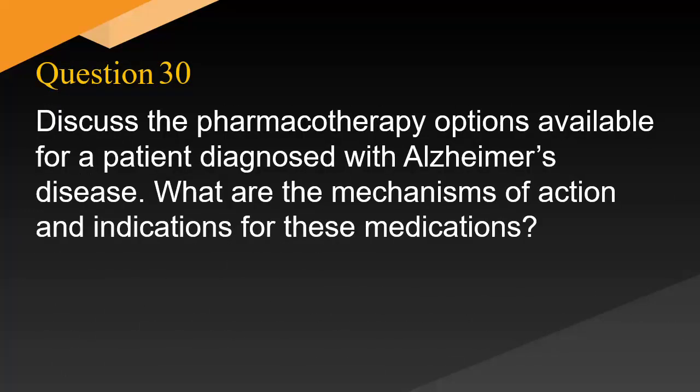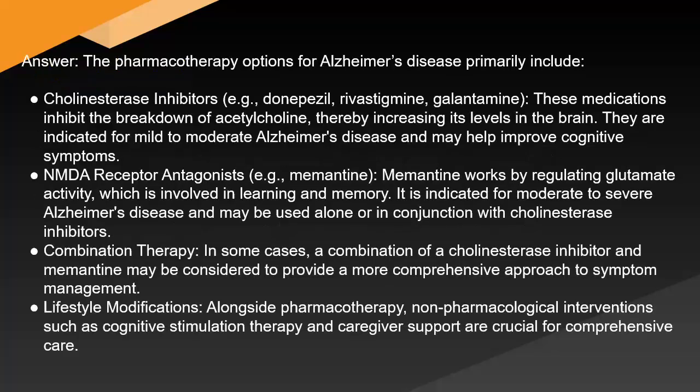Discuss the pharmacotherapy options available for a patient diagnosed with Alzheimer's disease. What are the mechanisms of action and indications for these medications? Answer. The pharmacotherapy options for Alzheimer's disease primarily include cholinesterase inhibitors, e.g. donepezil, rivastigmine, galantamine. These medications inhibit the breakdown of acetylcholine, thereby increasing its levels in the brain. They are indicated for mild to moderate Alzheimer's disease and may help improve cognitive symptoms.